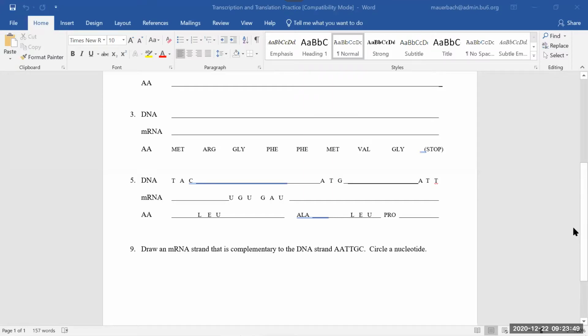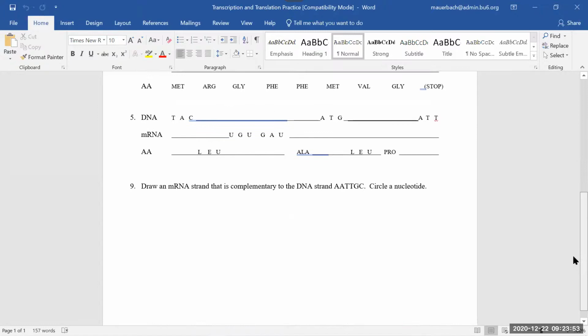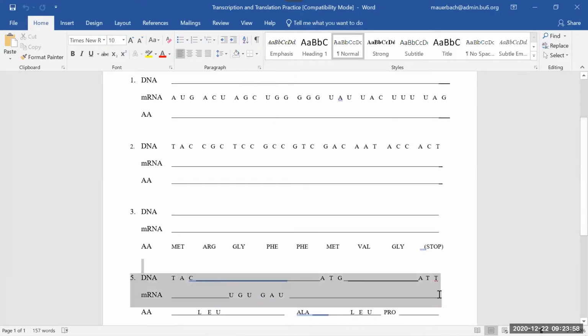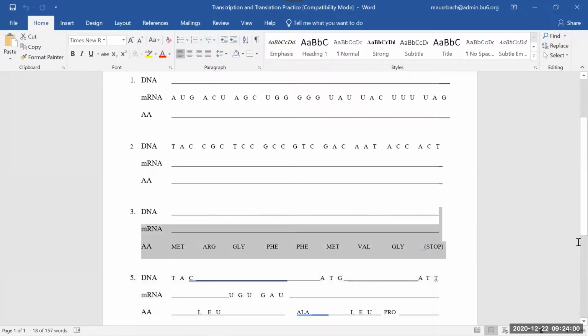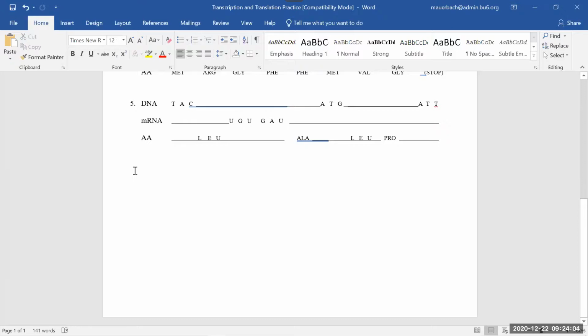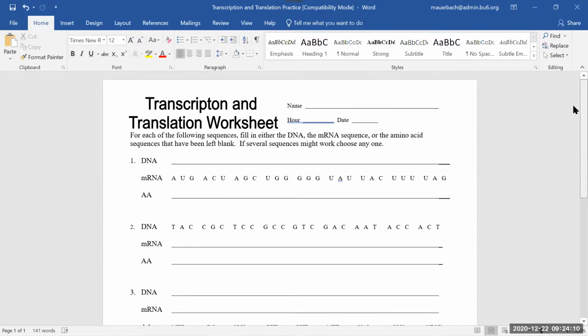Okay, so transcription translation worksheet. Tell you what, let's, oops. I thought I deleted this last night. I meant to delete this, so don't worry about that last problem. And I know there's no number 4. I don't know what happened. Anyway, so what do we got here, folks?